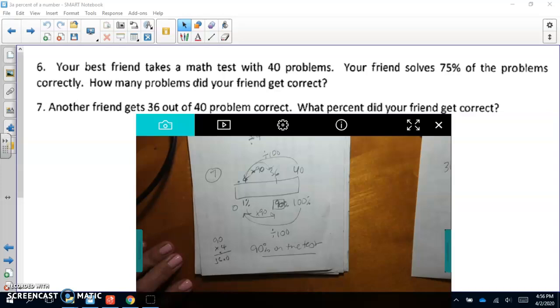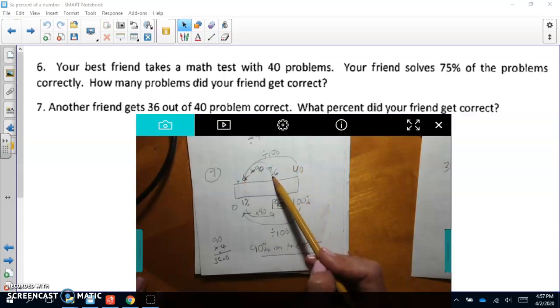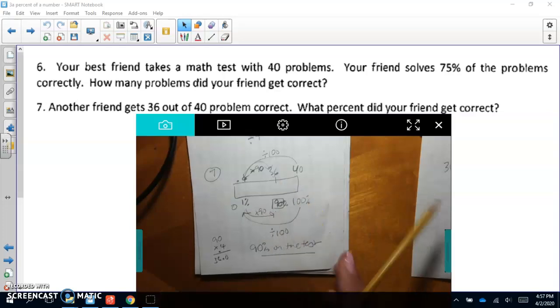Okay, so that's another way to solve. So what did we do? We went from 100% down to 1%, so we had to divide both by 100, and then we multiplied by 90 to get to 36, and 1% times 90 is 90%. So there you have it.